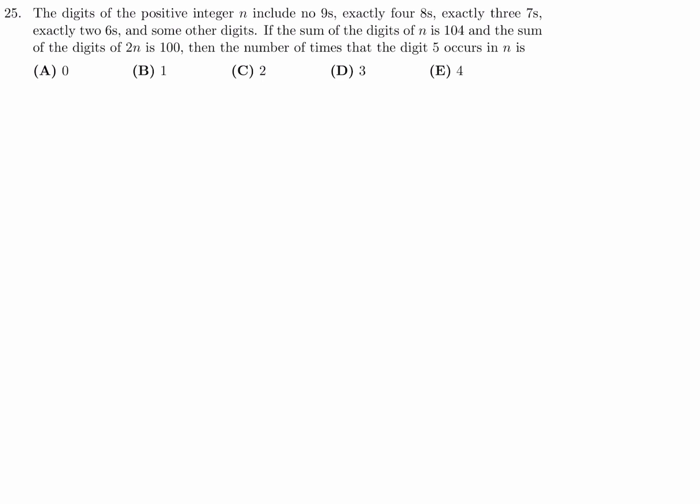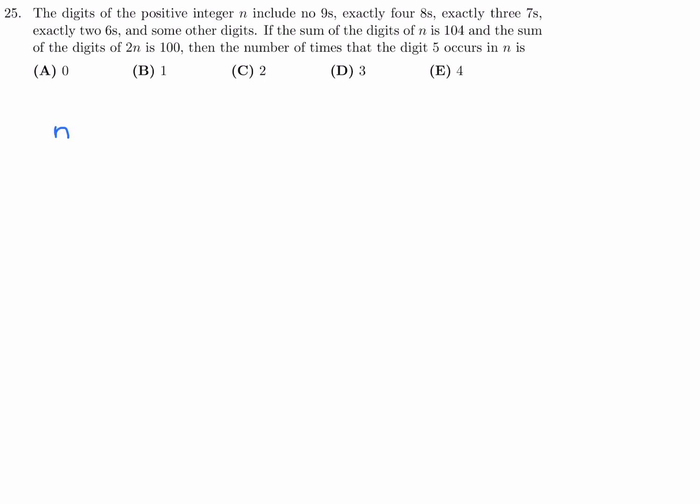The digits of the positive integer n include no 9s, exactly 4 8s, exactly 3 7s, exactly 2 6s, and some other digits. If the sum of the digits of n is 104, and the sum of the digits of 2n is 100, then the number of times that the digit 5 occurs in n is.